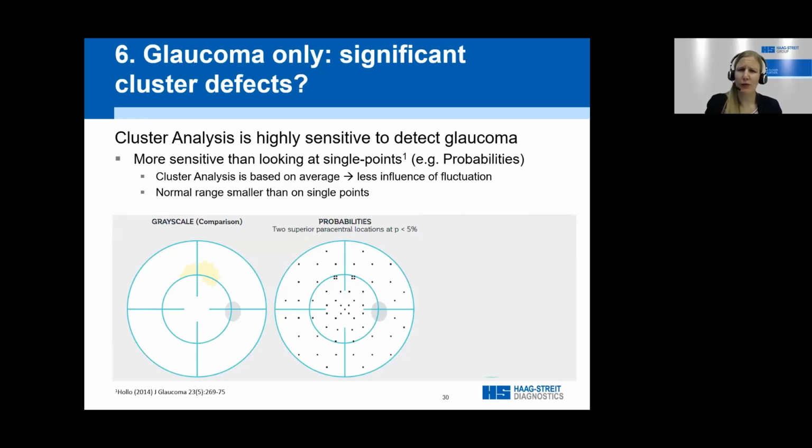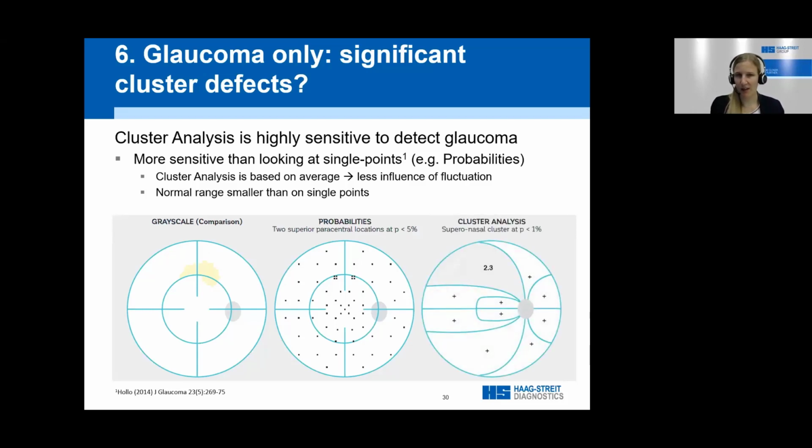Now, why do we have one more? We already have a lot of visual field representations. Well, it's actually been shown that the cluster analysis is highly sensitive to detect glaucoma. It's actually more sensitive than just looking at single points like the probabilities. When you look at this case here on the left, in the middle probabilities, there are two points. They're close together. It could be paracentral. There are only two very mild abnormalities. You may not be sure, right? But then when you look at the cluster analysis, it becomes clear-cut, a totally abnormal cluster.